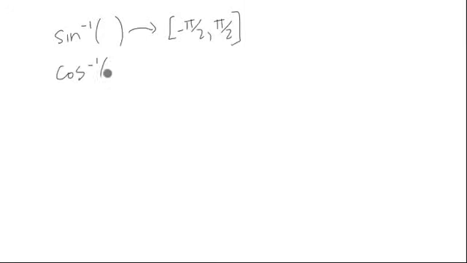The output of cosine inverse, if you think about it, using our rule of thumb, we want to use the first quadrant. We can't go back, so we go forward. It's actually 0 to pi.